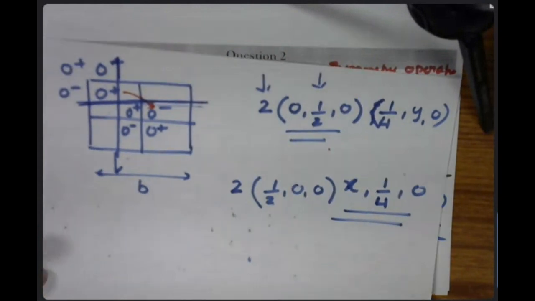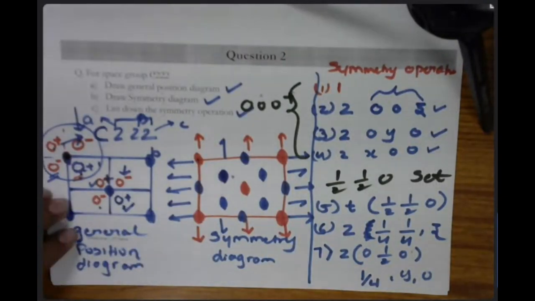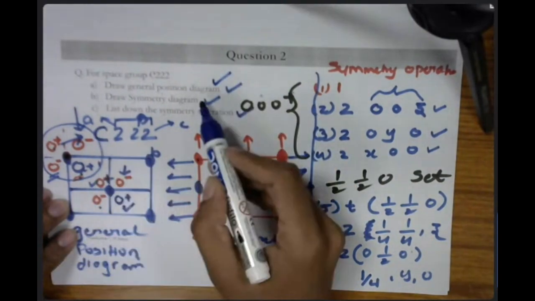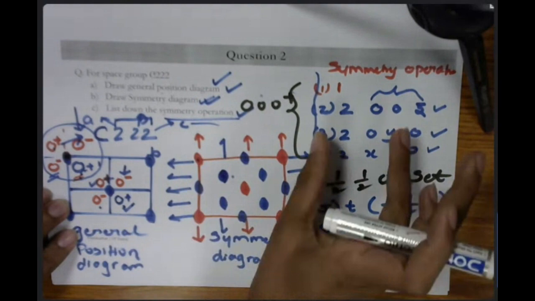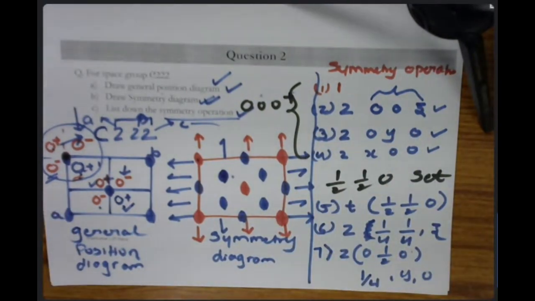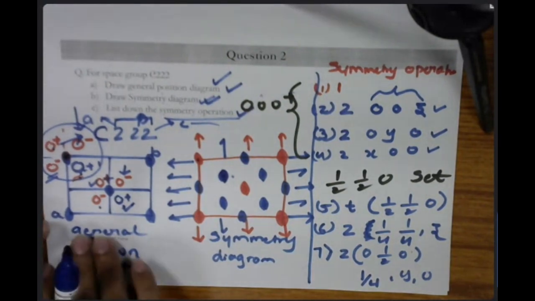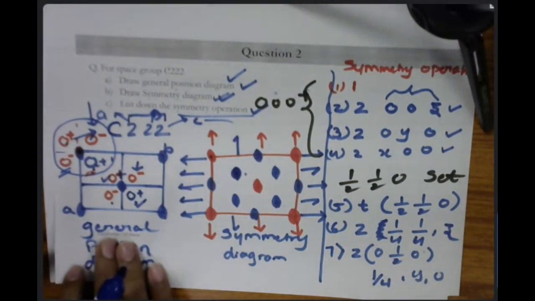Okay, so with that we have completed this entire part. We have listed down the general position diagram, drawn the symmetry diagram, and also the list of the symmetry operations. So this is how one can do it. It's always favorable to do all the things simultaneously, so you get more information, like you keep on building things. Now if there is any doubt, please ask me. If there is none, then let's move to the next question, question number 3.